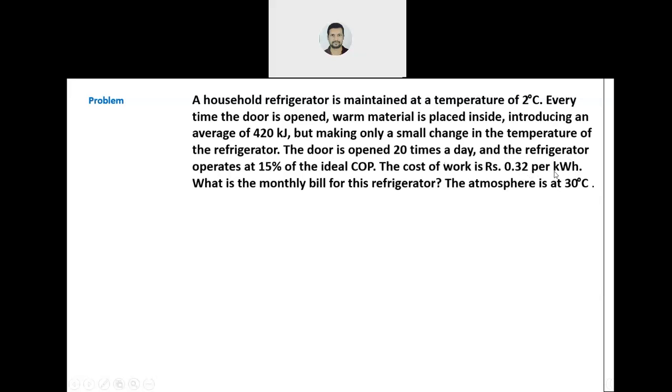Means for each kilowatt hour, 0.32 rupees is the cost. You have to find the monthly bill of the refrigerator. Like this, you can find how much monthly electricity bill comes due to the use of the refrigerator. The surrounding temperature is given as 30 degrees Celsius. Now you have to start solving.